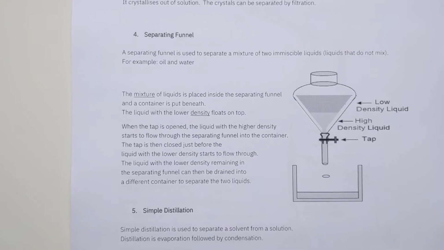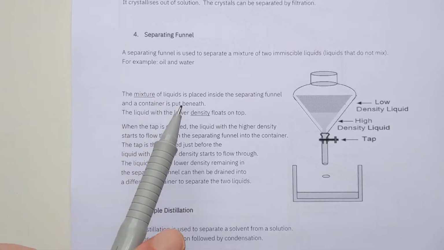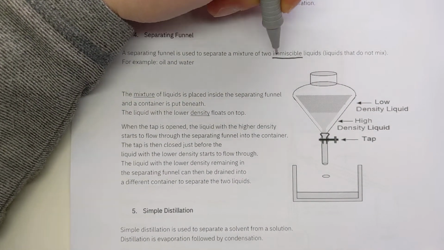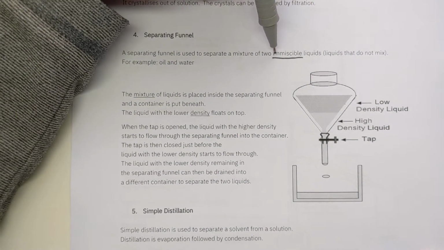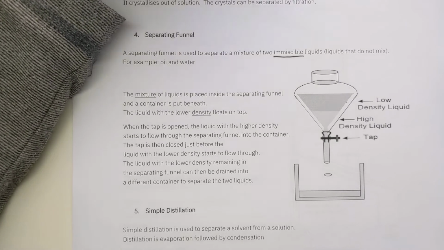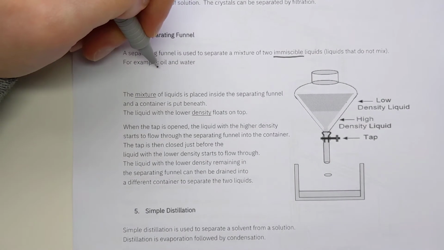Fourth one is a wee bit different, the separating funnel. So we've not got a solid and liquid in this case. We've got a mixture of two liquids. Now, it's not that hard to separate liquids because in this scenario, we'd be separating immiscible liquids. The word immiscible means doesn't mix, so liquids that do not mix. That might sound a wee bit confusing, though a very common example of that would be oil and water.